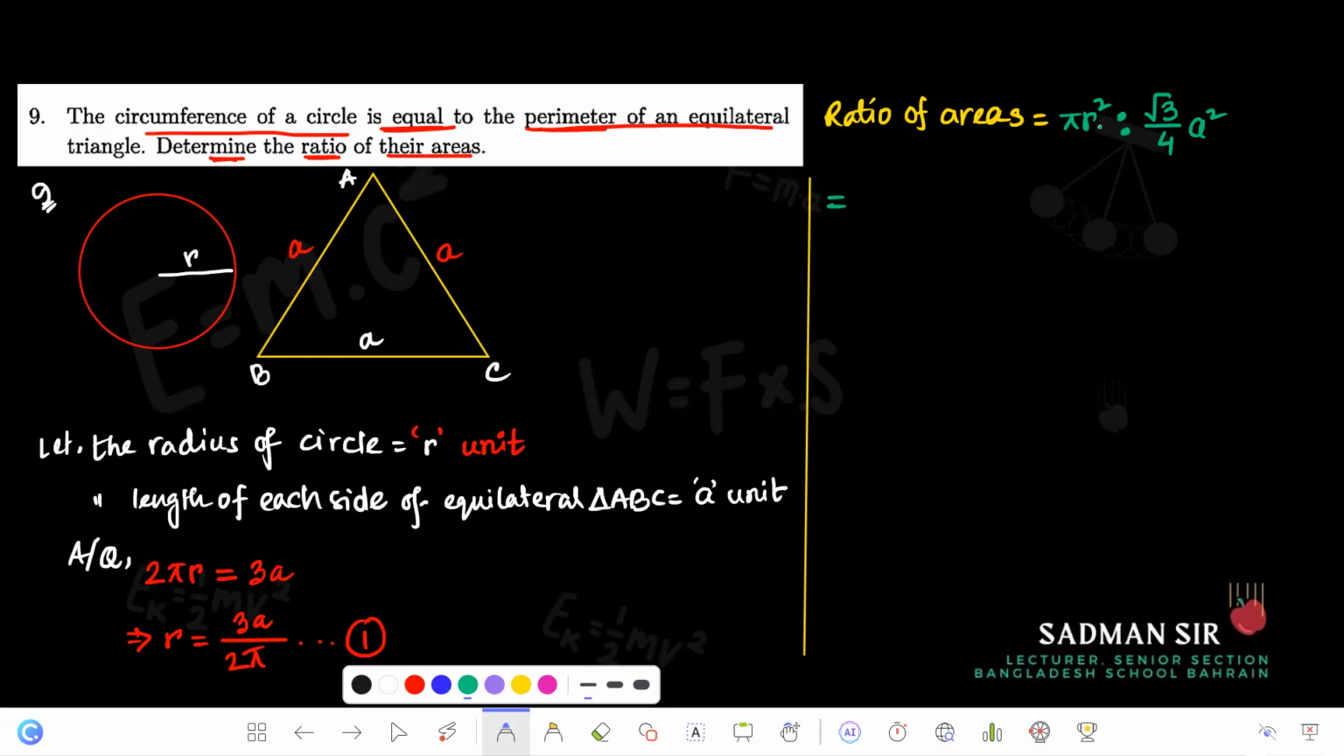Now this can be written in this form, right? Pi r square divided by root 3 by 4 a square. We can write it in this way. If I use this color, is anyone facing any problem? All the colors are clearly visible, right? If you face any difficulty, then kindly let me know.